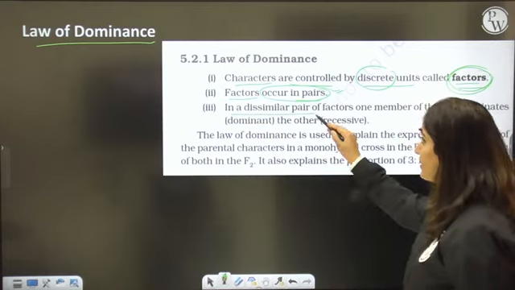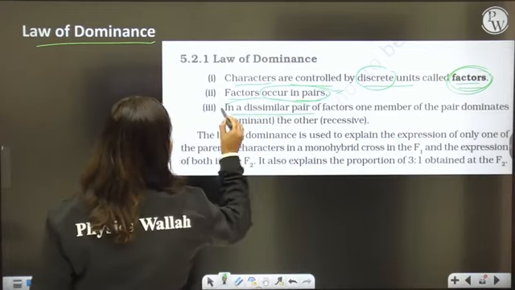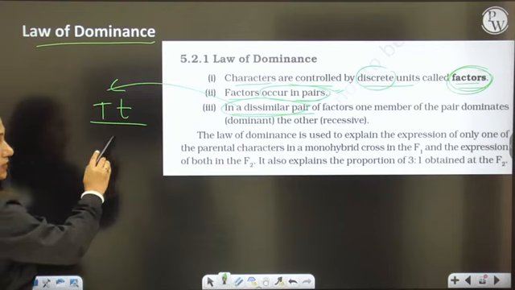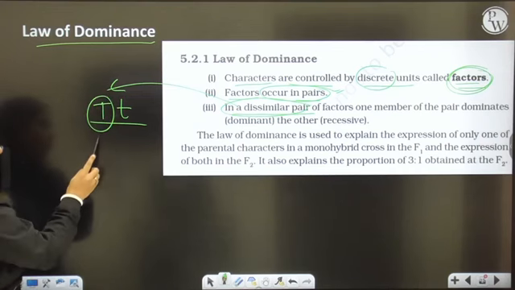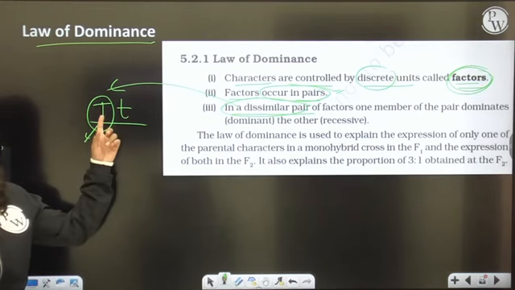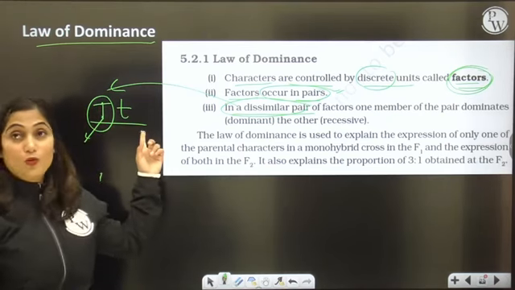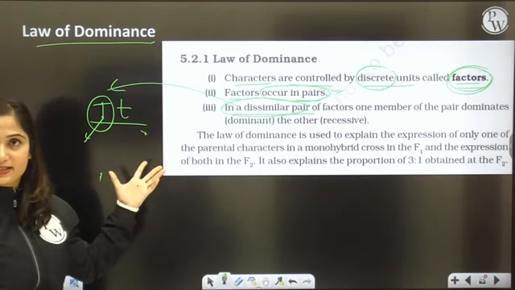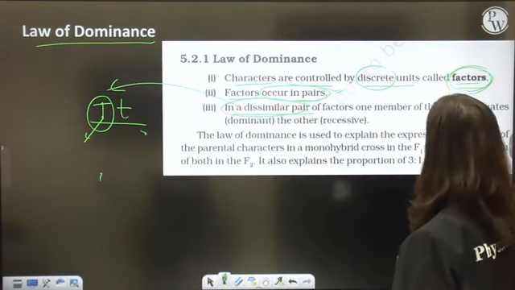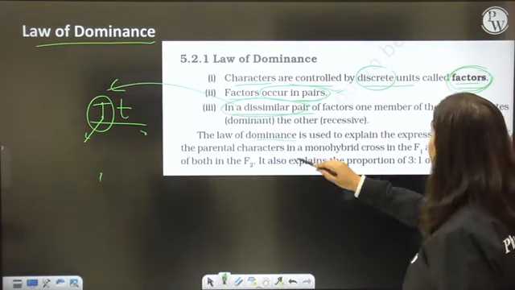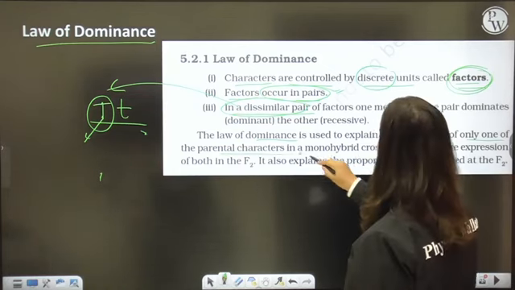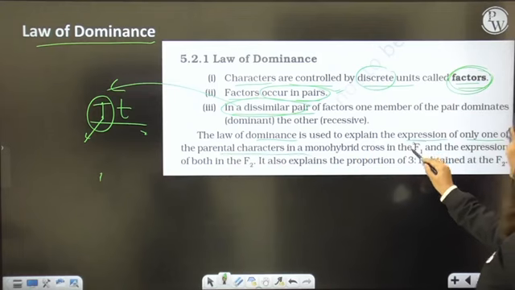And in a dissimilar pair, what it is saying is that one of the copies always dominates the other. So the one which dominates is a dominant allele, and the one which is always being dominated is a recessive allele. And this says that the law of dominance is used to explain the expression of only one of the parental characters in the F1 hybrid.